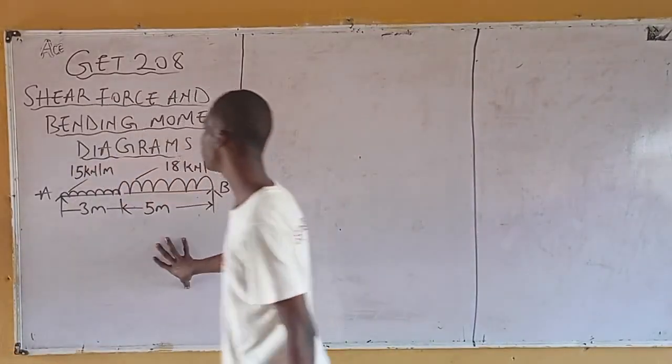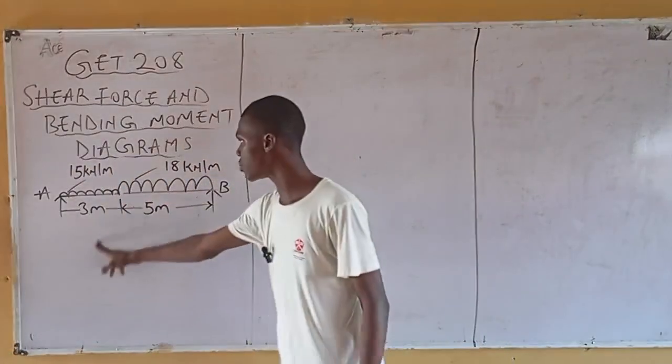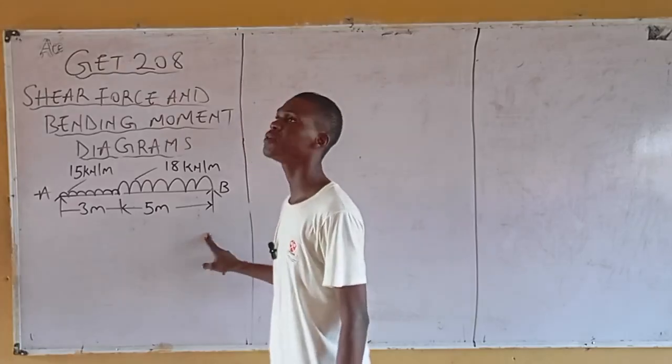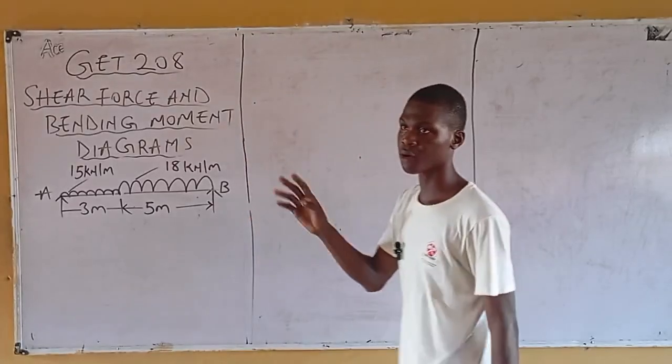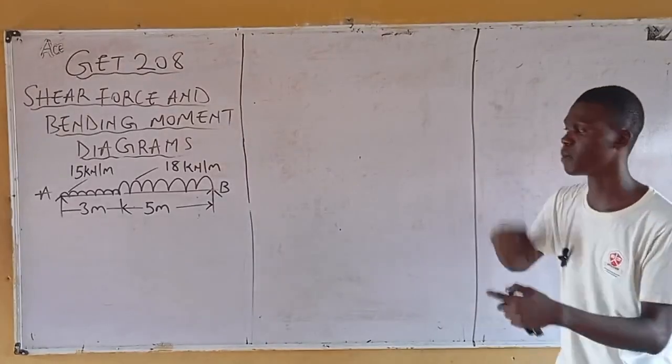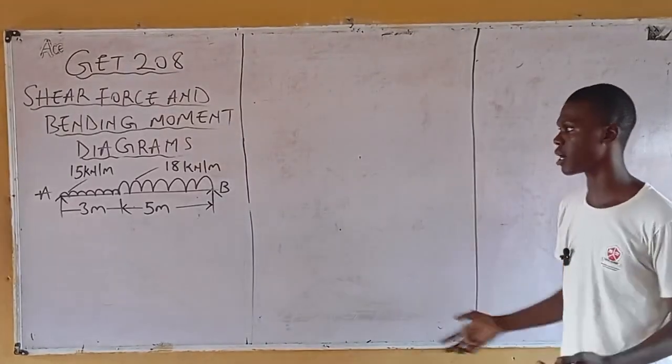Now, for this bending moment diagram, let's say you are given this beam, and the question says draw the shear force and bending moment diagram. You already know how it works now. It's just like stages. You are following a particular stage to get your final diagram.